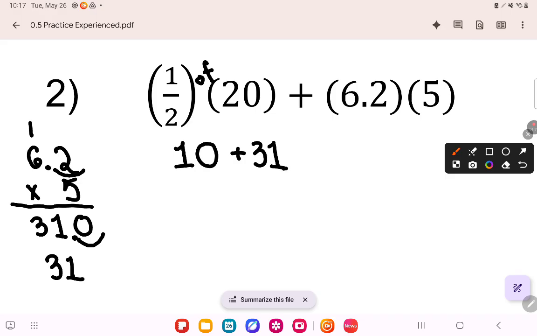I did the multiplication before I'm going to do the addition, just like the order of operations tells me to do. And now it's time to do the addition. 10 plus 31 is 41. All right, hope that makes sense.